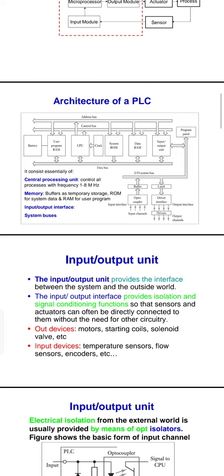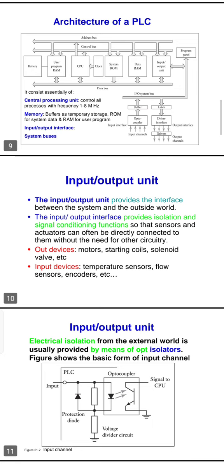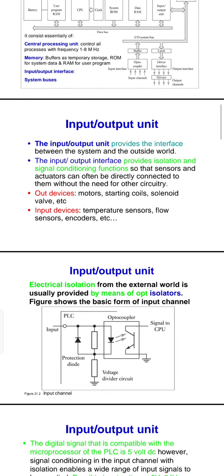The input output interface provides isolation and signal conditioning functions so that sensors and actuators can often be directly connected to them without the need for other circuitry. Output devices include motor starting coils, solenoids, and valves. Input devices include temperature sensors, flow sensors, and encoders. Electrical isolation from the external world is usually provided by means of opto-isolators, shown in the figure, on the input channels.